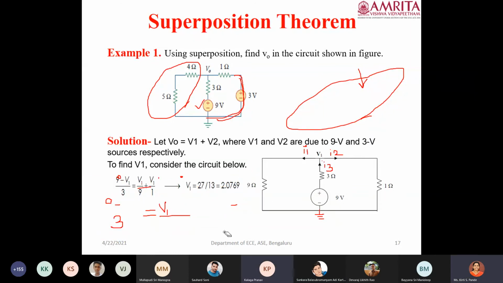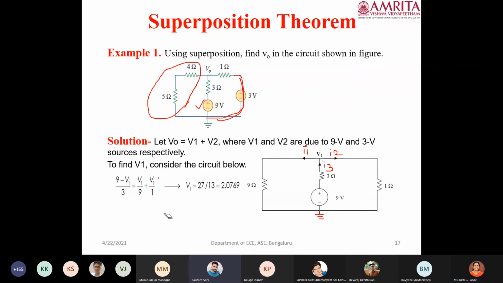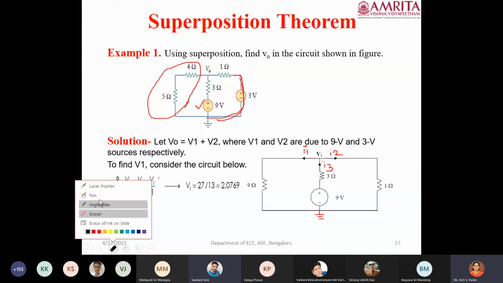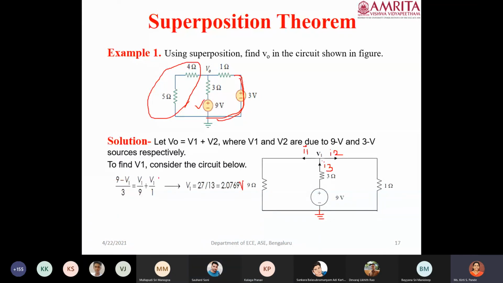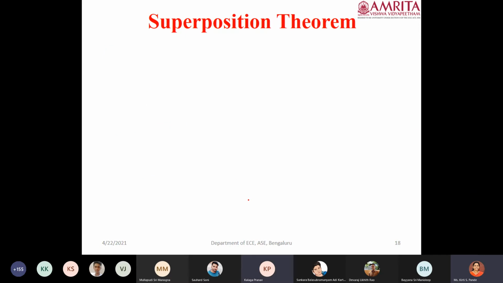But what is this answer for? Can anybody tell me? Ma'am, voltage when we consider only 9 volt. Correct, this V1. That means V1 voltage is the effect of 9 volts by shorting your 3 volts. So you need to find out V2 again, correct?